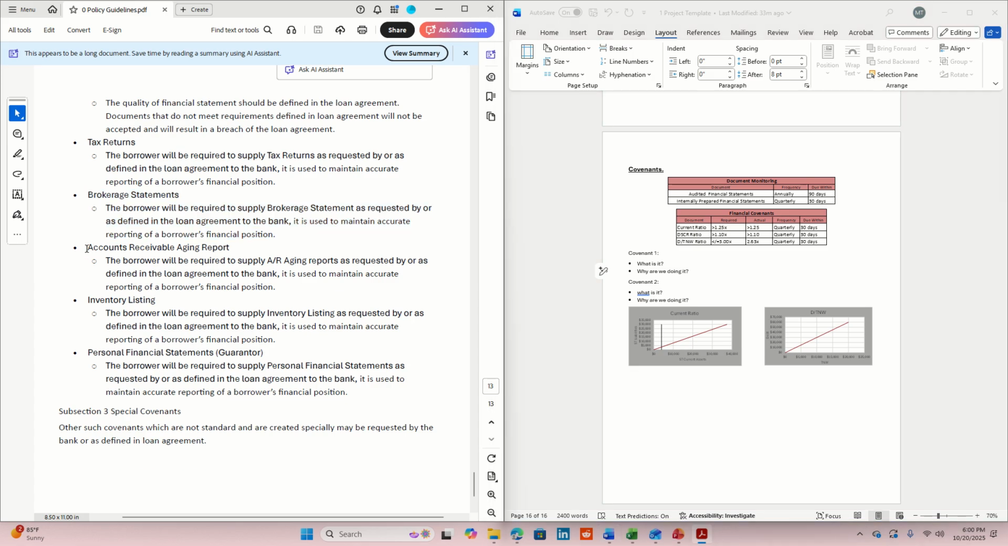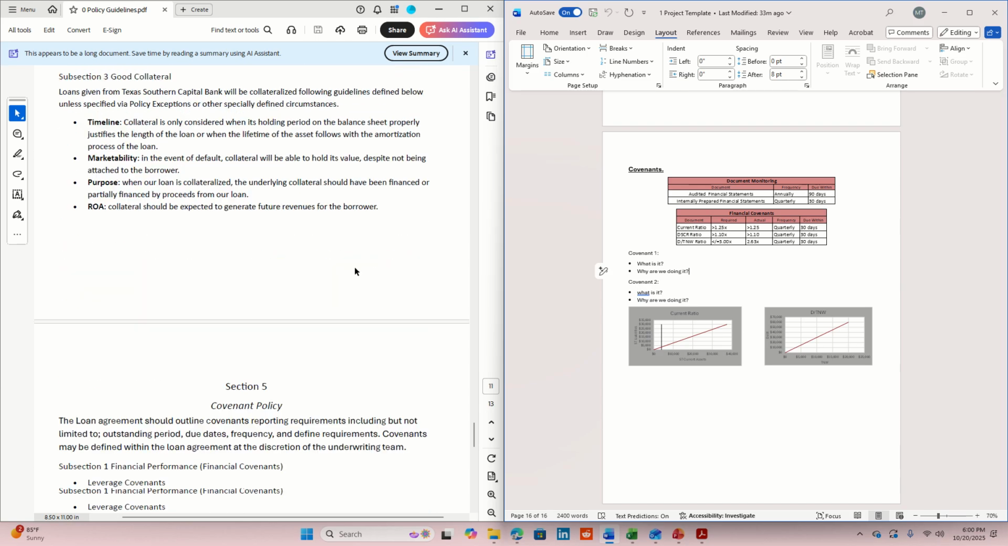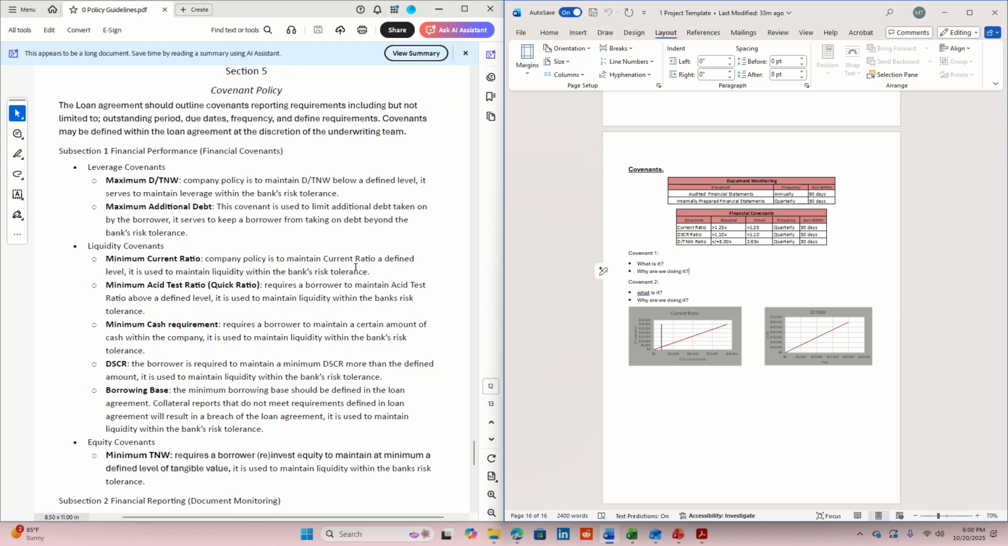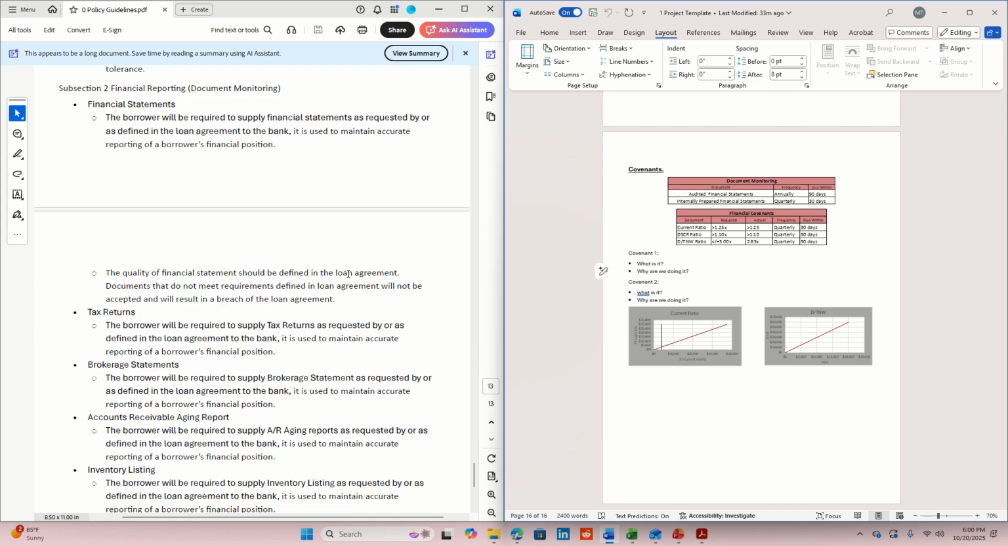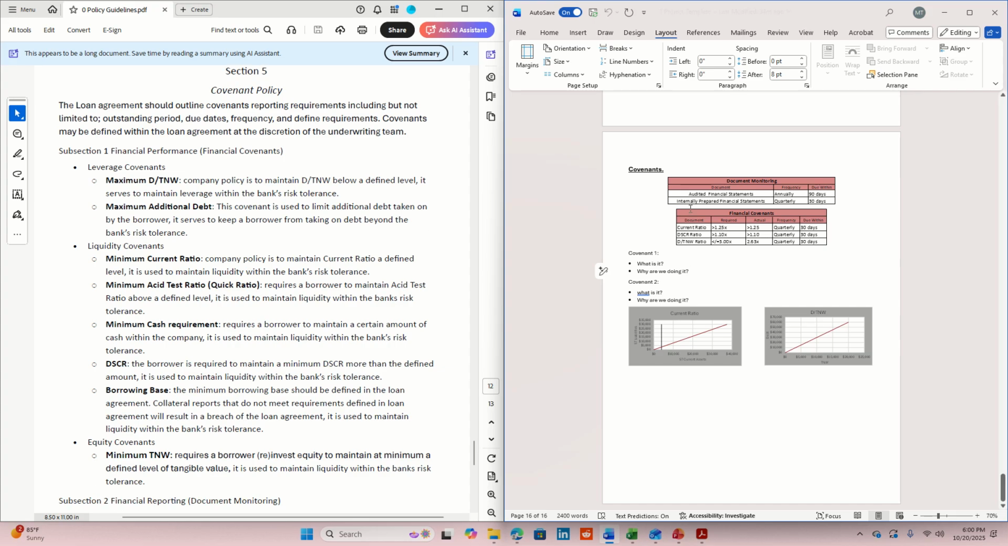Okay? If you have accounts receivable, you're going to require accounts receivable reporting. If you have inventory, you're going to require inventory listing. And I'm going to show you how to do that even though I don't have it. Personal financial statements for the guarantor, we're going to require that too. So I'm going to show you how we go about coming up with covenant policies, and I'm going to show you what financial documents are going to be required for everything. So we're just going to go down the line, right?